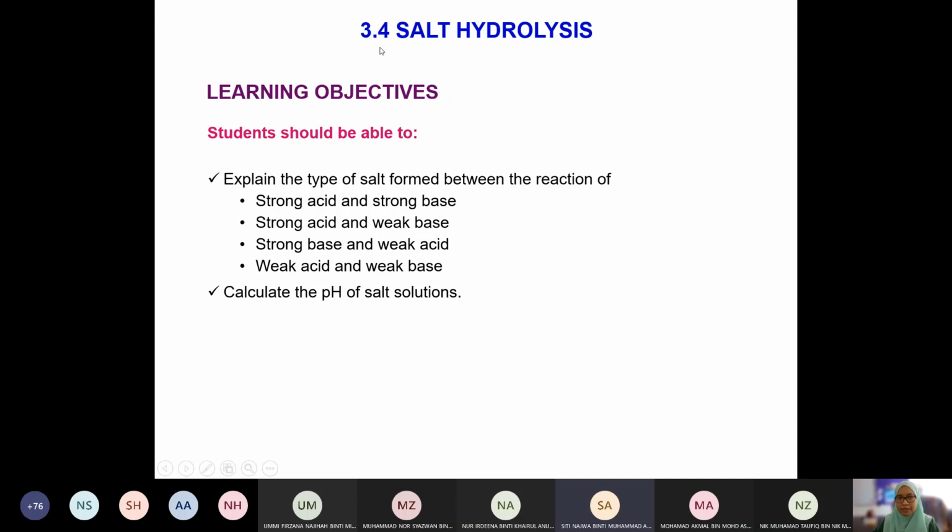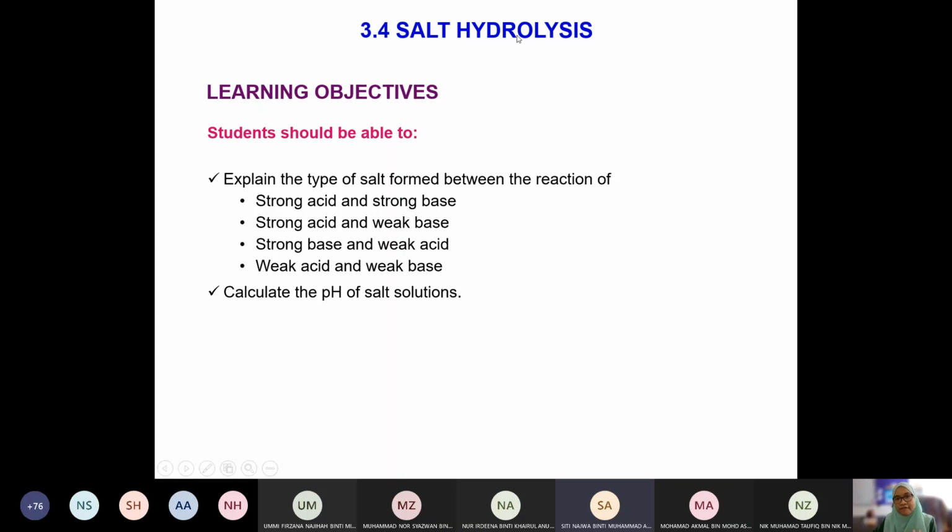This is subtopic 3.4, salt hydrolysis. Salt is the substance produced normally from the reaction of acid and bases. Then we have the salt, and the salt will undergo hydrolysis in order to know the characteristic of the salt, whether it is an acidic, basic, or neutral salt.